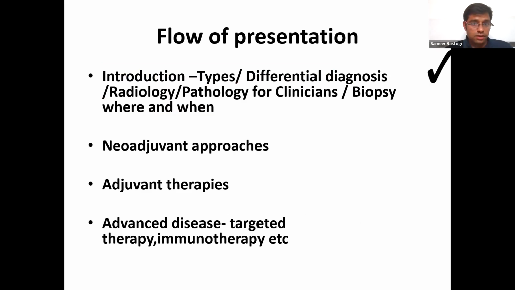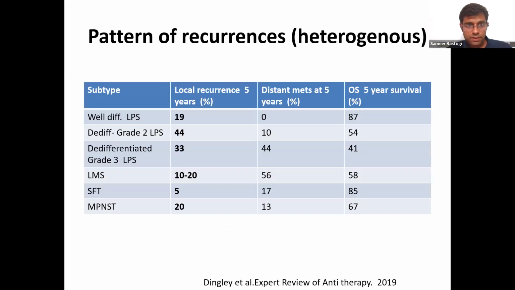So again, rehearsing the types, we have said there are well-differentiated and dedifferentiated liposarcoma, leiomyosarcoma, solitary fibrous tumor, MPNST. Radiology is of utmost importance. Pathology is the foundation of the diagnosis and further treatment. Regarding neoadjuvant approaches, radiation oncologists would have been more apt to speak on this, but I've covered neoadjuvant radiotherapy.